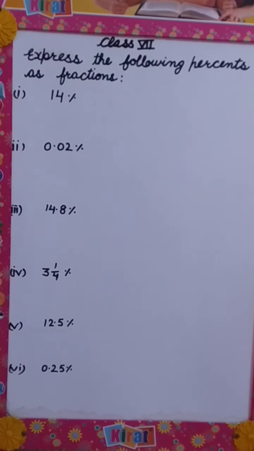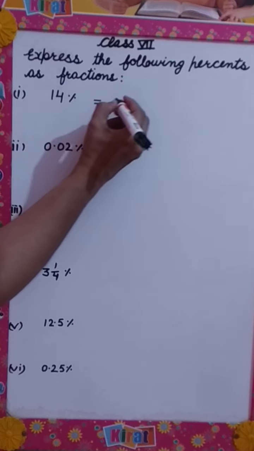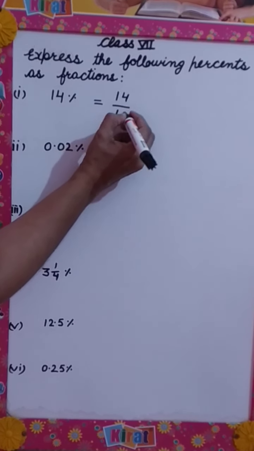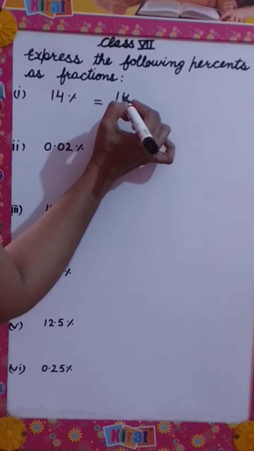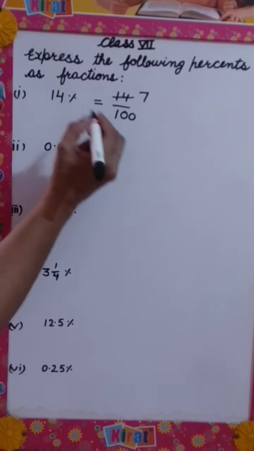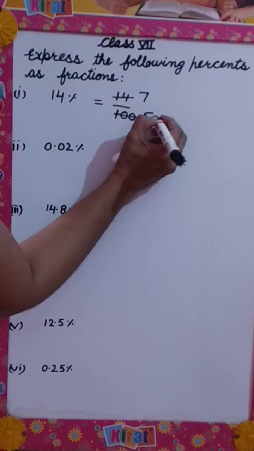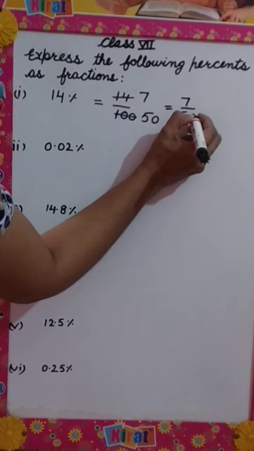First is 14%. So first of all write it like this. 14% means 14 out of 100. So we can write it like this, 14 over 100. Now we will convert it into the lowest term. How do we have to convert it into lowest terms? 2 7s are 14, 2 5s are 10, 0. So this is equal to 7 by 50.